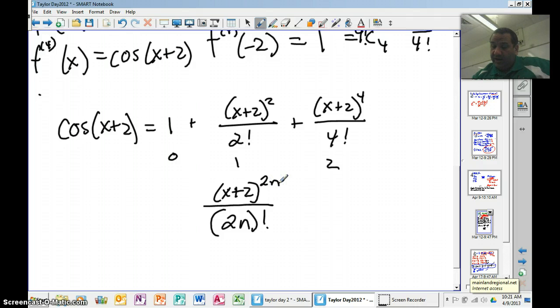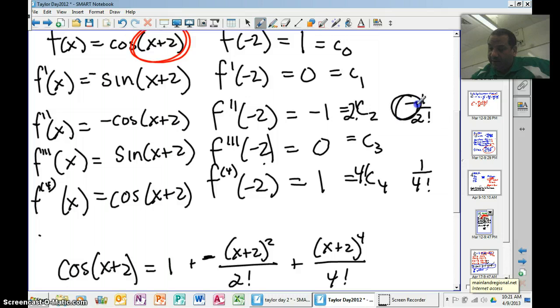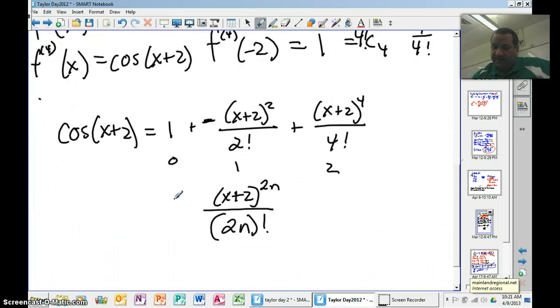And it is alternating, because I did forget to make this a negative. If you remember, I had a negative here. So it is an alternating series, so I'm going to put negative 1 to the n, n equals 0 to infinity.